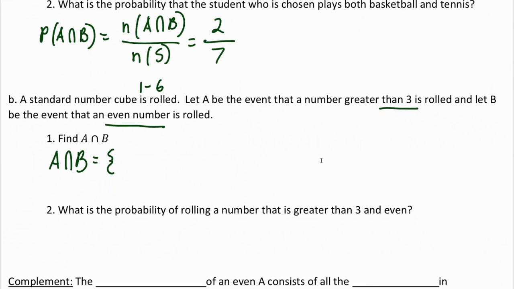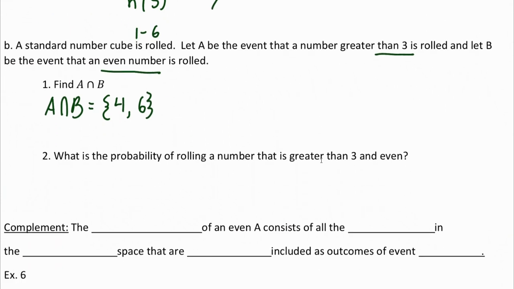Then we get to 4, and we want to say, okay, 4 is bigger than 3, but is it an even number? Yes, it is. So it would be in this intersection because it meets both of these requirements. Well, 5 is a number bigger than 3, but is it an even number? No, it's not. So it is not going to be in this intersection. And then 6 is a number bigger than 3, and is that an even number? Yes, it is. So again, in order to be in that intersection, it has to meet both of those requirements.